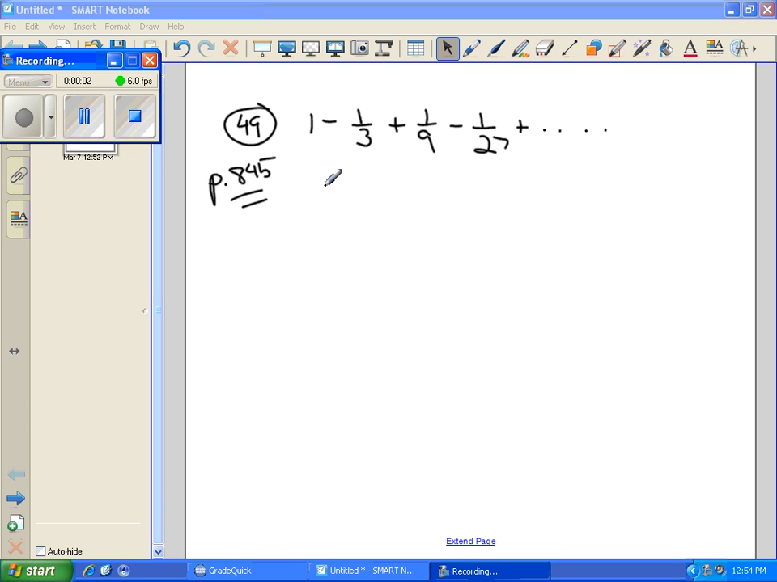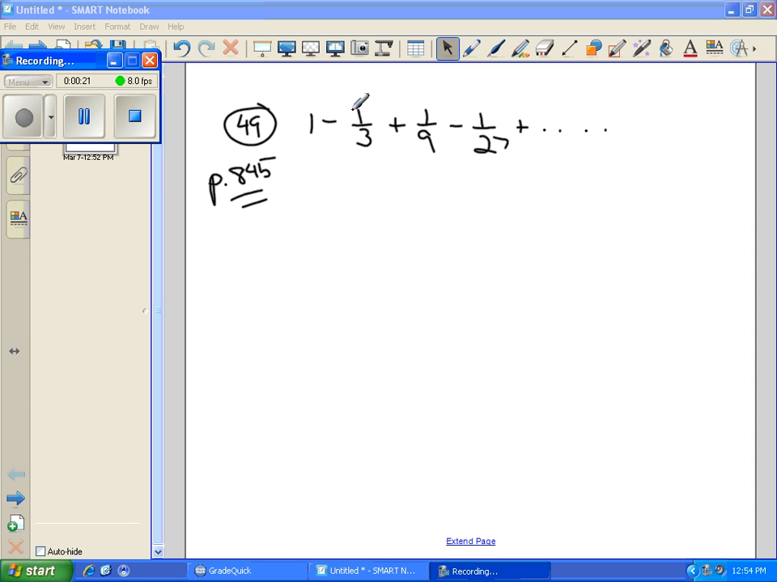All right, I'm going to do problem number 49 on page 845. This is a geometric series. We want to find the sum of the infinite geometric series. There's actually a formula for this, but before I do the formula, let's just find what the equation is for the actual sequence that we see here.